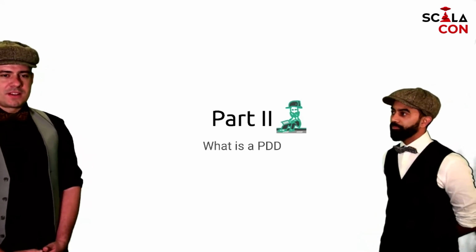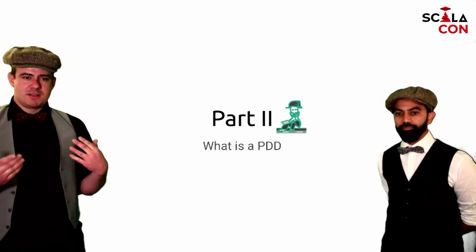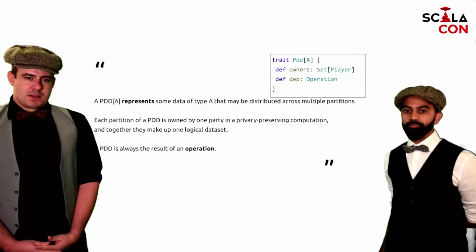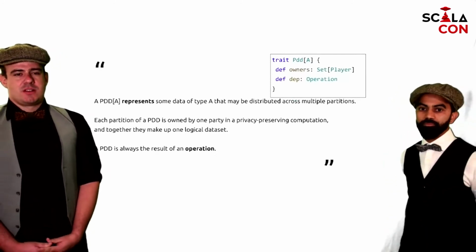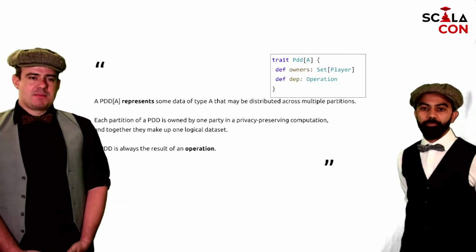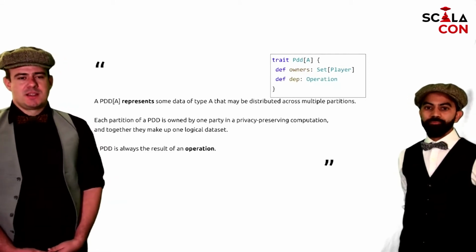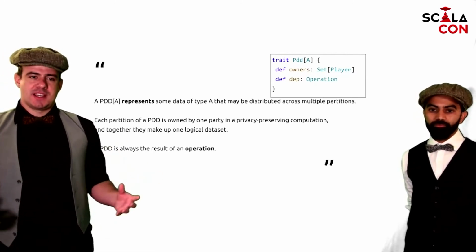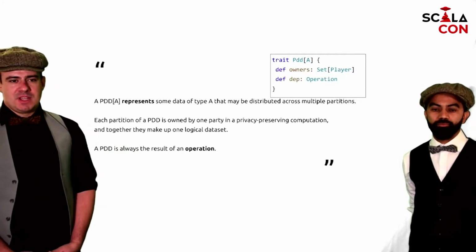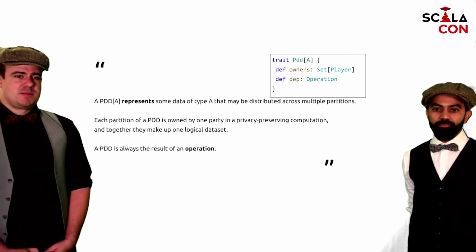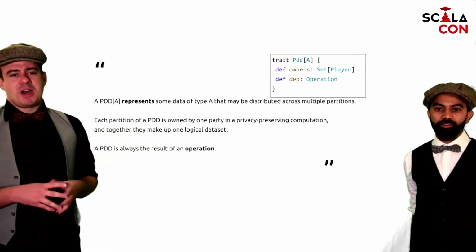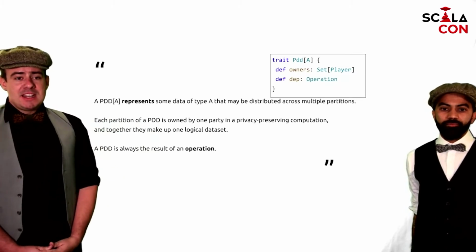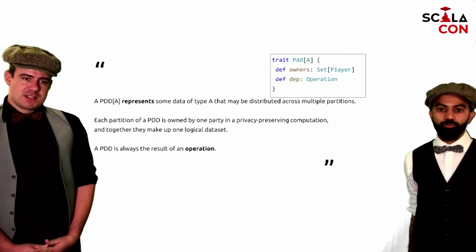Okay, so now we've given kind of an intuition of these PDDs being these building blocks of pipelines. Let's look at exactly what they are. A PDD is defined as a representation of some data type A that might be distributed across multiple partitions, where every partition is owned by one party in some kind of privacy-preserving setting. So typically, in a multi-party computation world, this just means between three parties, one person just would not want to reveal their data.